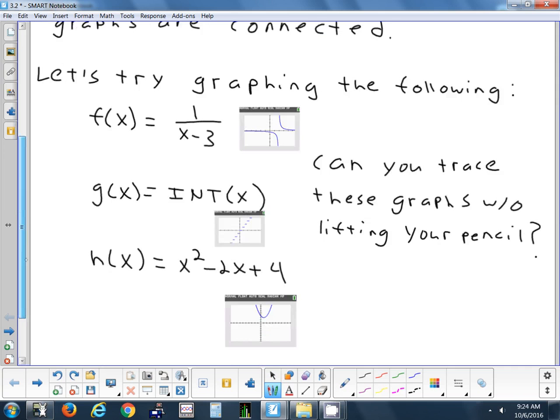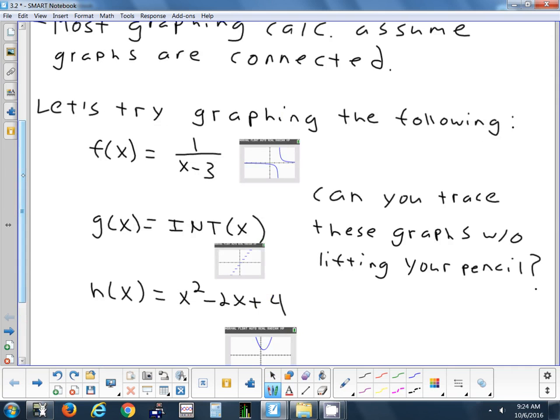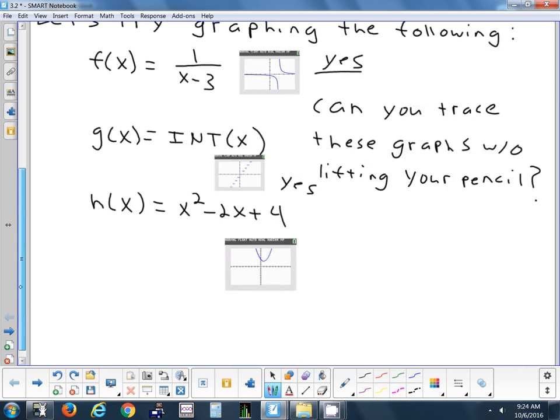And how about this one? Would I have to lift it or no? No, this is what we call a connected function. It's continuous. I don't have to lift my pencil at any point. So this one is, yes, you have to lift it. Yes and no.